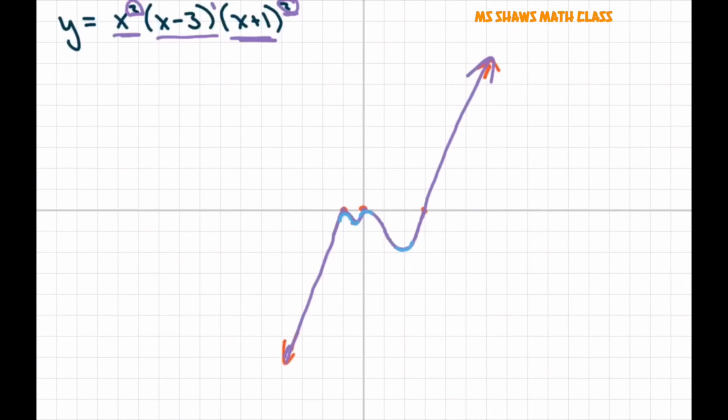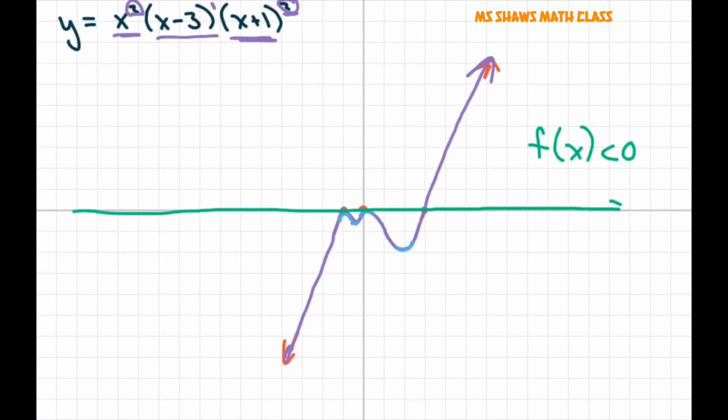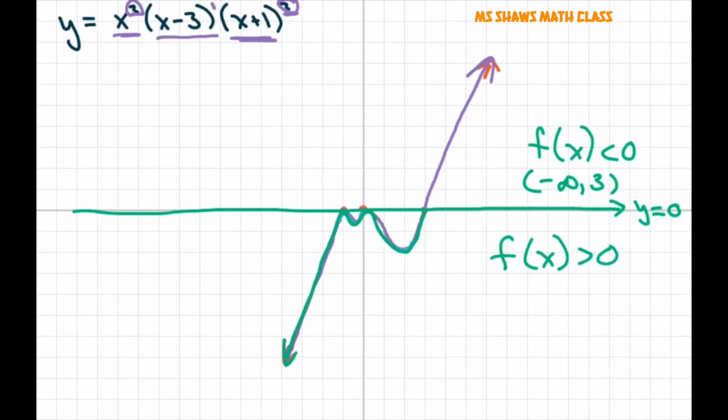Now, let's determine where our y is negative. That just means where it goes below our y equals 0 line here. So it's negative everywhere from negative infinity, still negative all the way to 3. So it's negative from negative infinity to 3. And our y is positive from 3. So right here, it starts here. It goes above the y equals 0 line from 3 to infinity here.